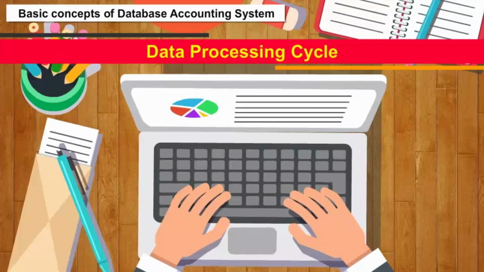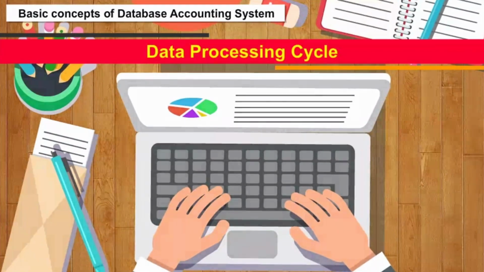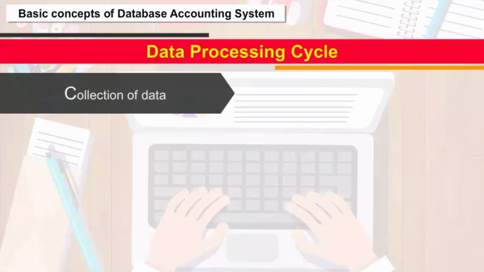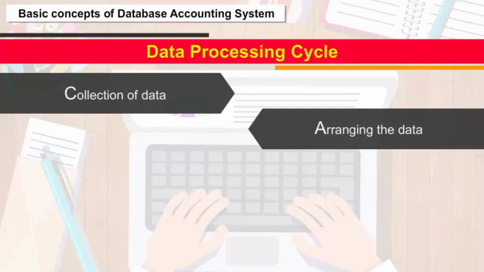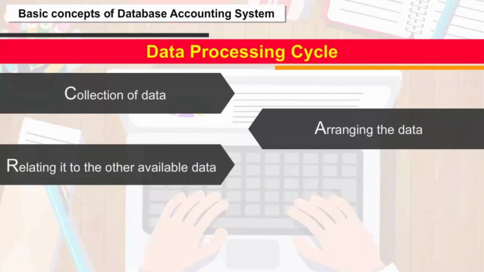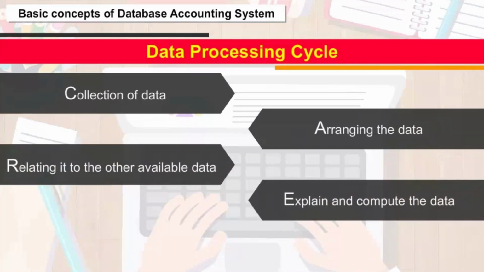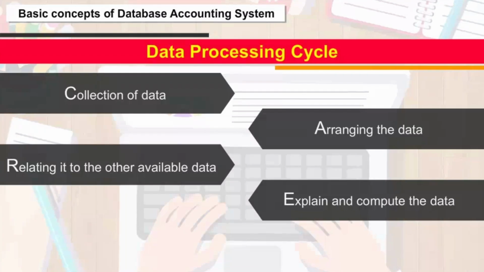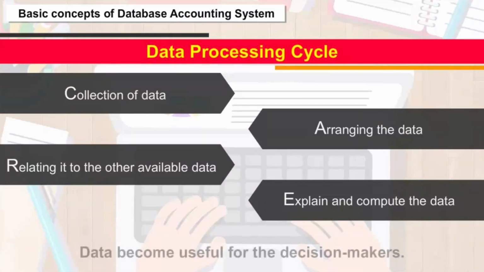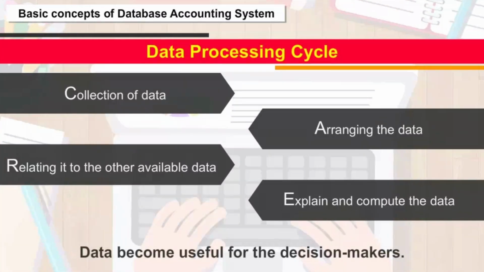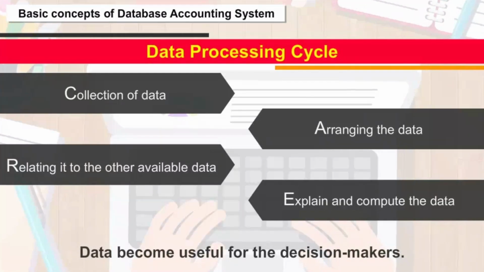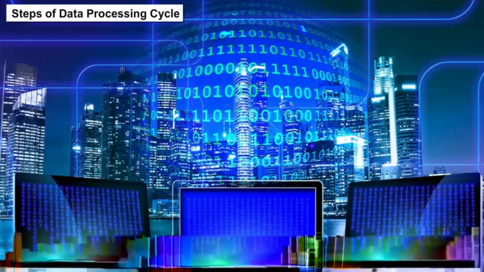Data processing cycle. Data processing performs collection of data, arranging the data, relating it to the other available data, explaining and computing the data in such a manner so that the data become useful for the decision makers. Steps of data processing cycle.